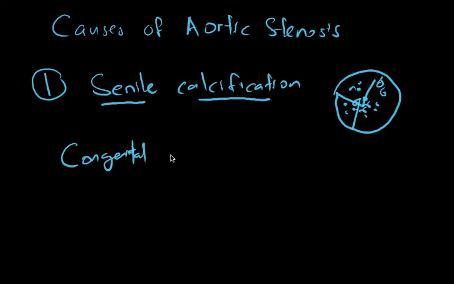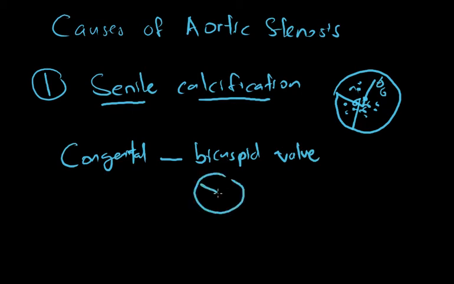Congenital causes include bicuspid aortic valve, where usually we have 3 valves in our aorta, but in this case of bicuspid valve, we only have 2 cusps in our aorta. So you can imagine when we open the 3 cusp valve, you will open more than when you open with a 2 cusp valve. So this will cause stenosis.